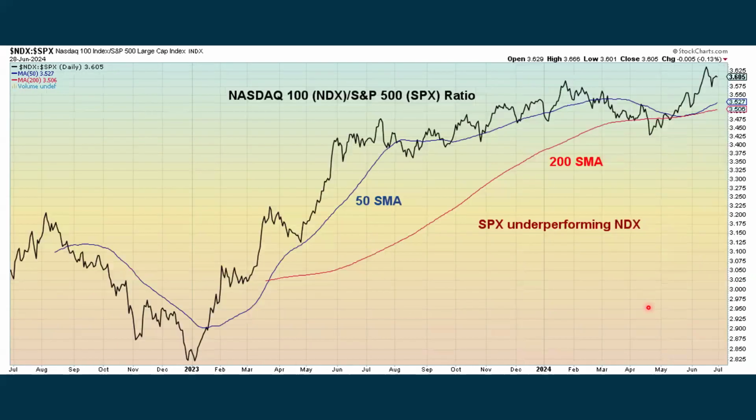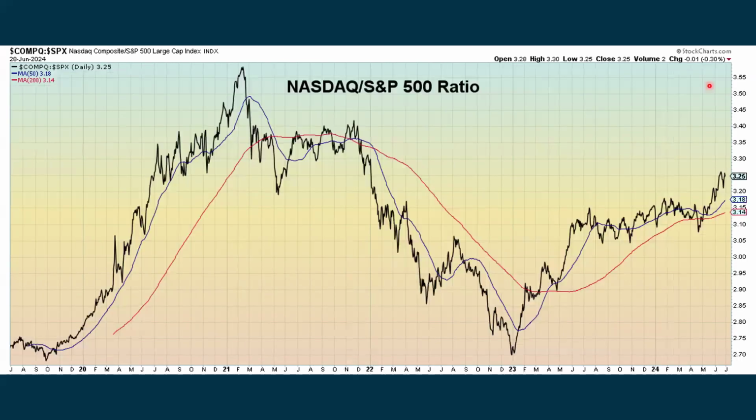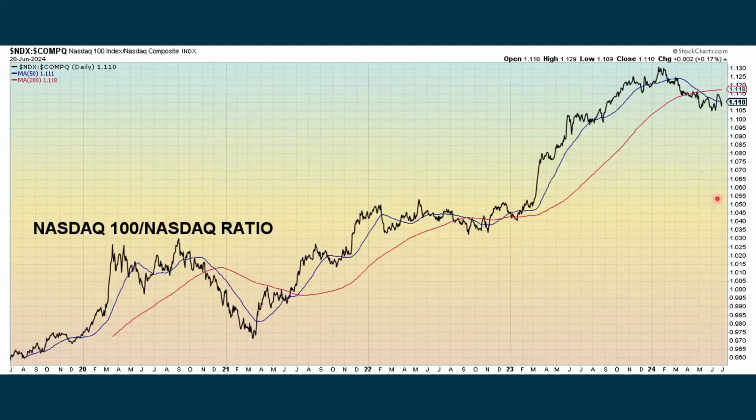And we look at the NASDAQ 100 and compare it with the S&P 500. They're both really doing well, coming off of recent all-time highs, but the NASDAQ 100 is even performing better. And the S&P 100 continues to outperform the S&P 500. The NASDAQ to S&P 500 ratio shows the NASDAQ is outperforming.